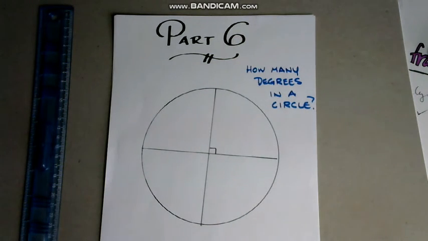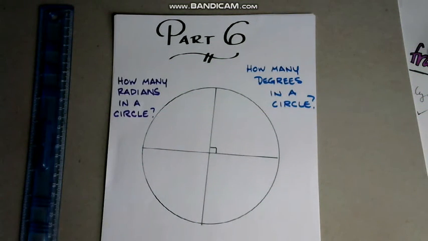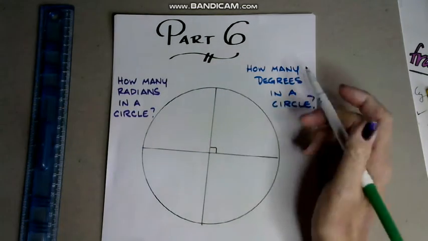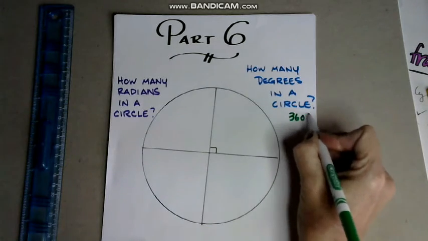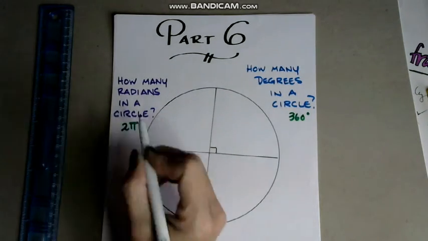How many degrees in a circle? Okay. Second question. How many radians are in a circle? Okay, so you've answered how many degrees and how many radians are in a circle. We know there's 360 degrees, and then we know that there are 2 pi radians.